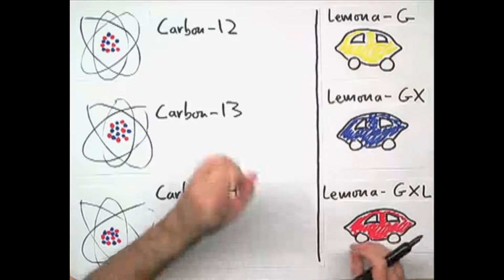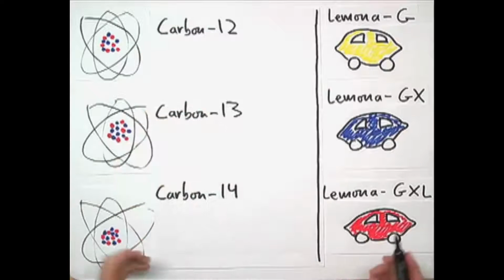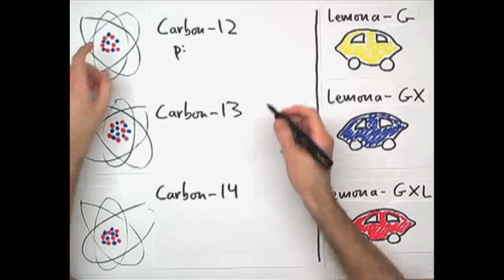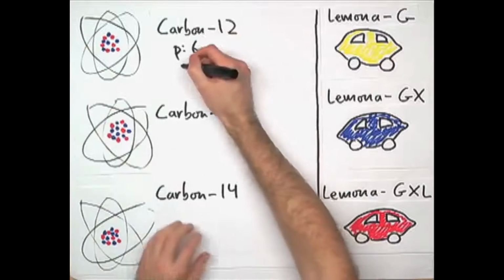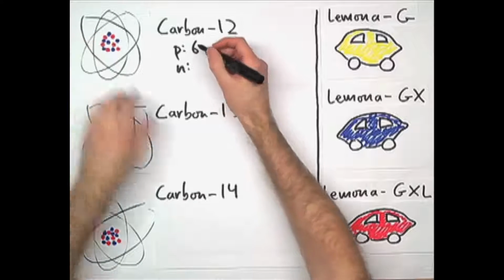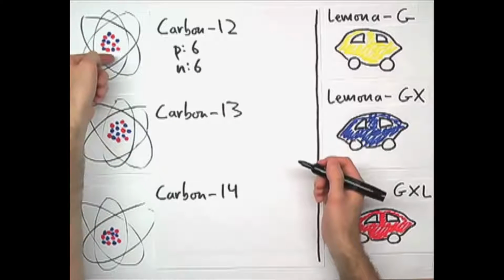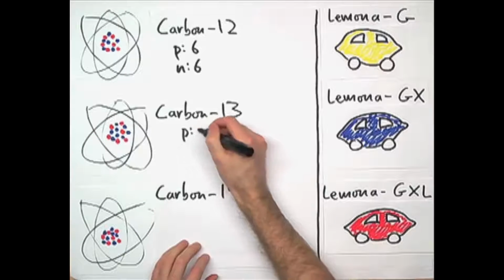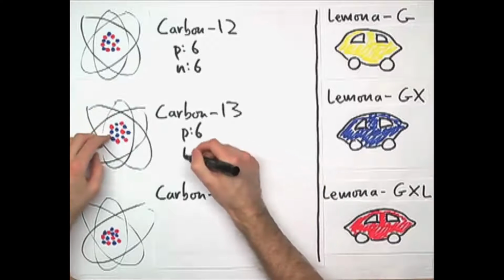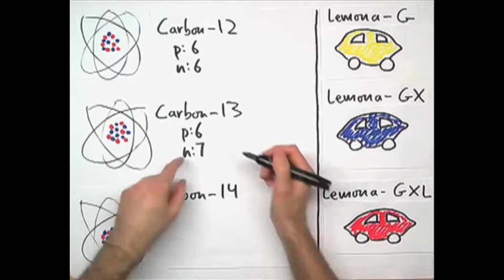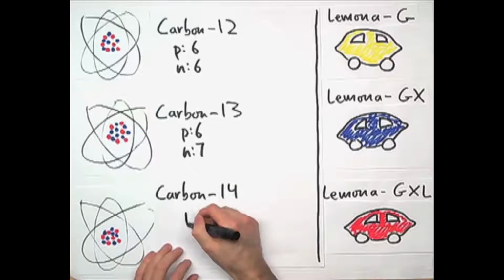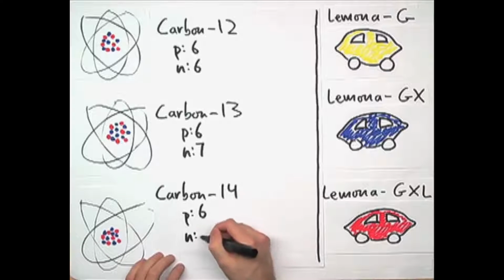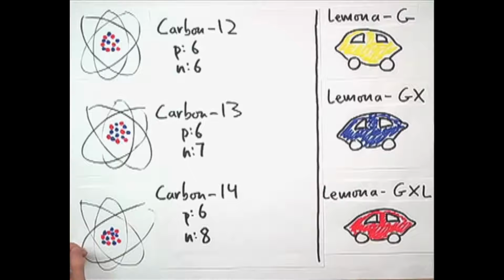Like we did with the Lamona, let's look at how each one of these different types of carbon differs. Okay? So if we count the number of protons in carbon-12, we'll see that it has 6 protons, and if I count all the blue spots here, I have 6 neutrons. Okay? Carbon-13, 1, 2, 3, 4, 5, 6 red spots, 6 protons. In this one, I have 7 neutrons. And in carbon-14 down here, I have 6 protons, and I have 8 neutrons.